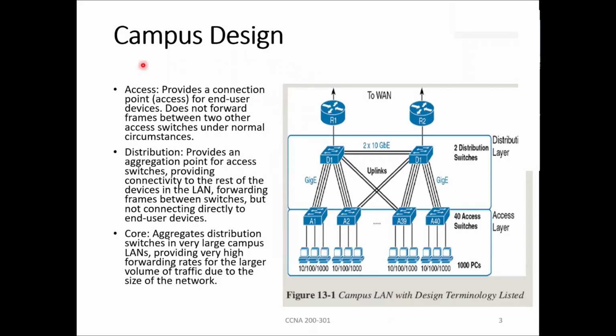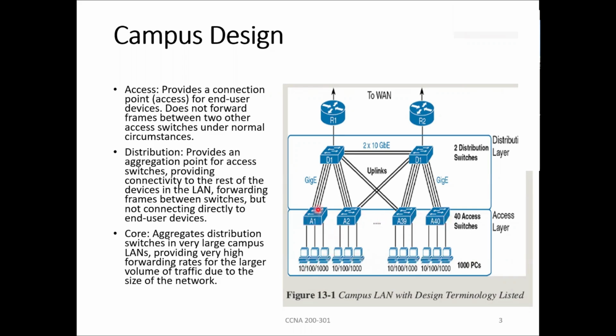So first topic is about network design. In Cisco network design, we are using this design called campus design. In campus design, we have this kind of picture. We have some access layer switches and some PCs. All the PCs are connected with the access layer switch.